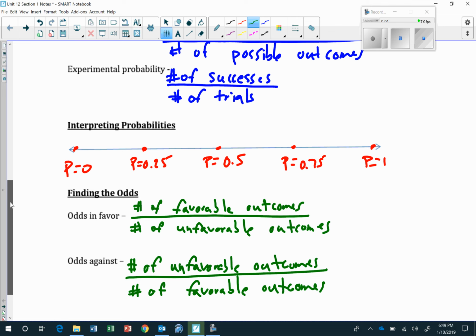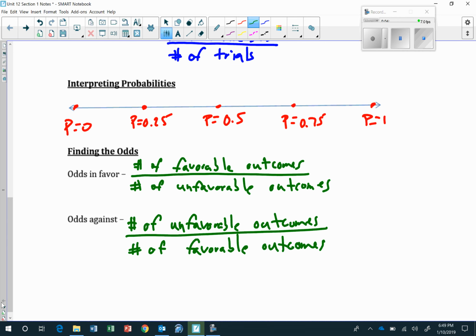And then the odds against are just the reverse. For odds against, on the top, you have the number of unfavorable outcomes. On the bottom, you have the number of favorable outcomes. And this will make a little bit more sense as we actually work through some examples.